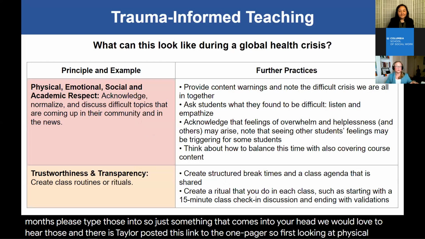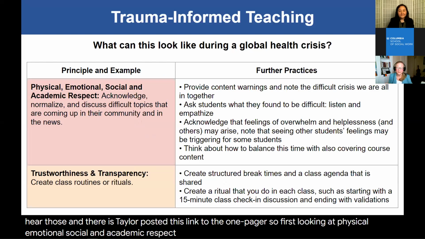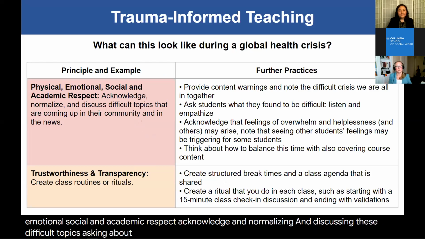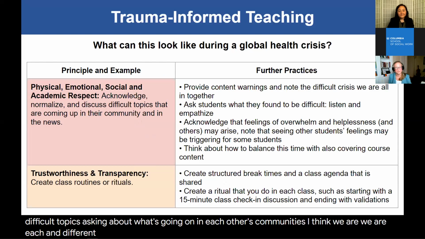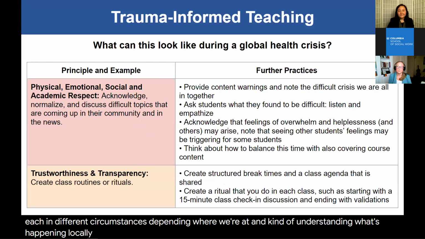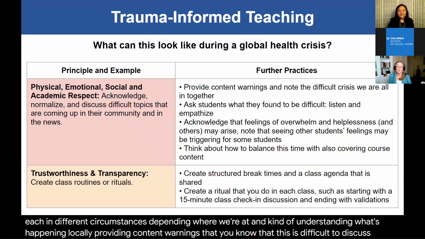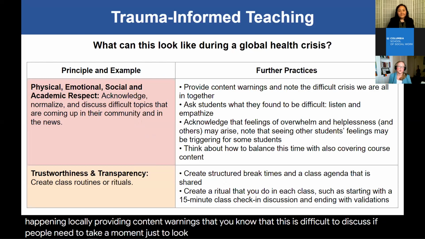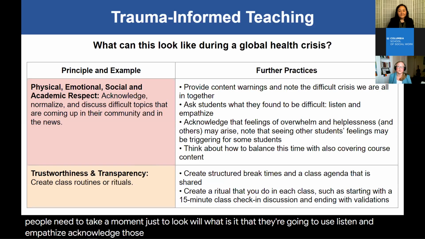First, looking at physical, emotional, social, and academic respect, acknowledge and normalizing and discussing these difficult topics. Asking about what's going on in each other's communities. I think we are each in different circumstances depending where we're at, and kind of understanding what's happening locally. Providing content warnings that you know that this is difficult to discuss. If people need to take a moment just to look away or have a quick coping tool, what is it that they're going to use?